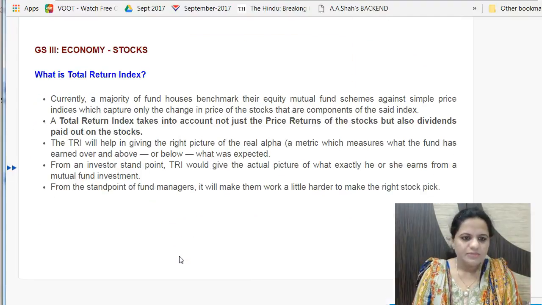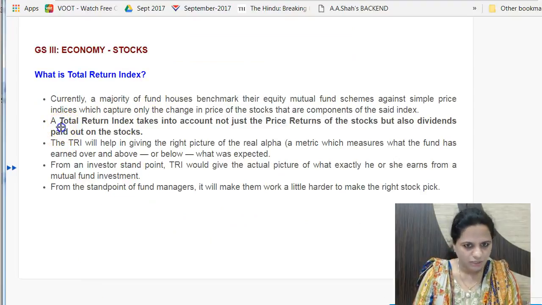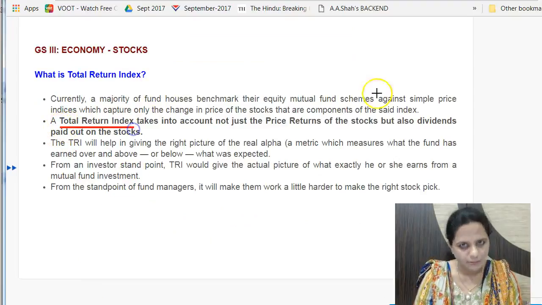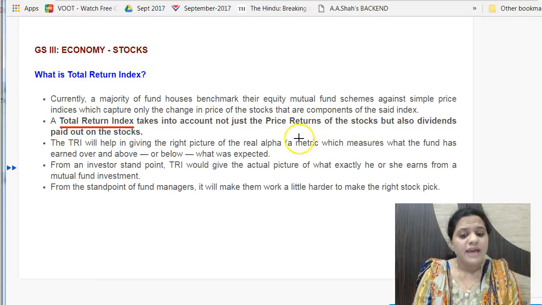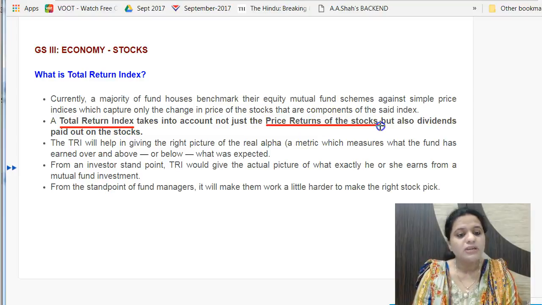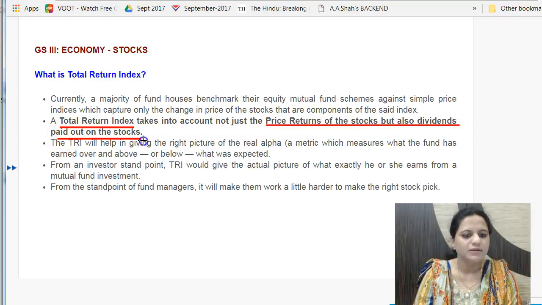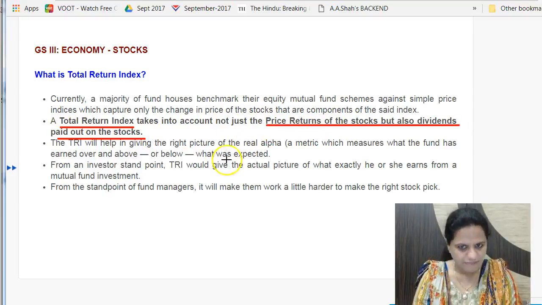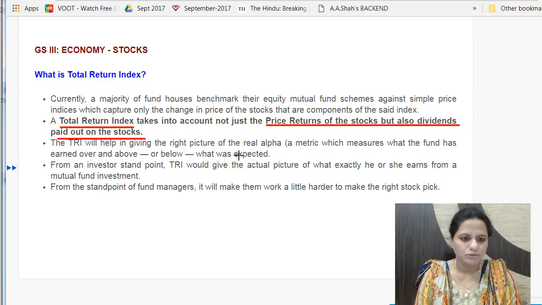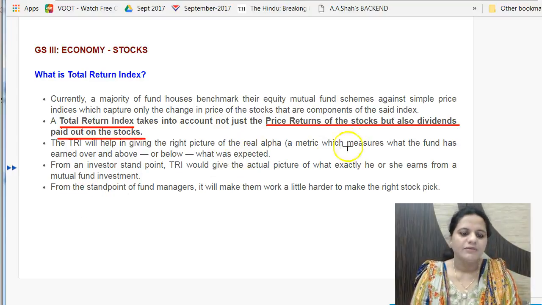Then the last news item is, what is total return index? This total return index is an index for stocks. It is used by equity mutual fund schemes, where it shows not just the price returns of the stock, but also the dividends paid out on the stocks are taken into account for seeing the total returns. Means the dividends which have been paid are also taken into account. So the overall scenario of how the returns are coming from a particular mutual fund scheme comes forth.